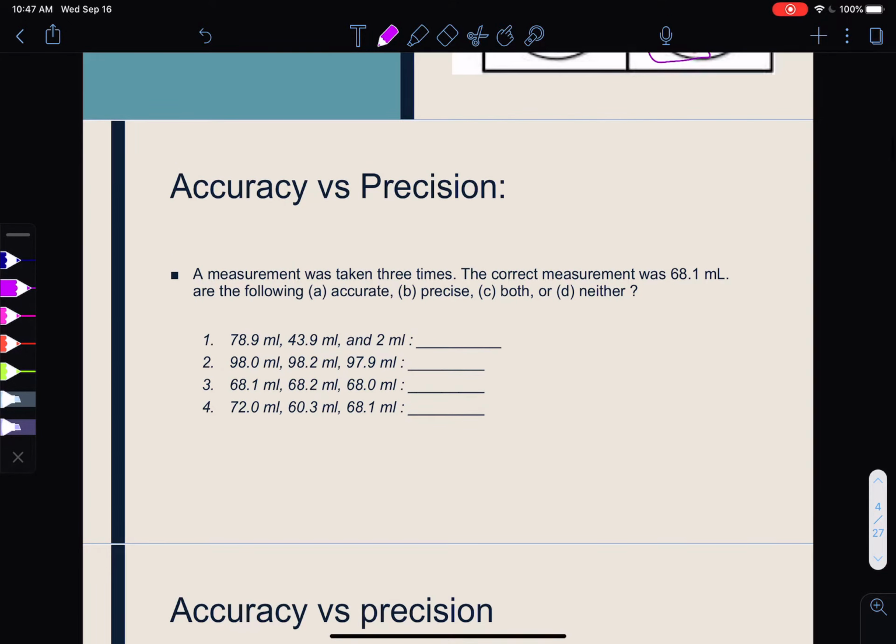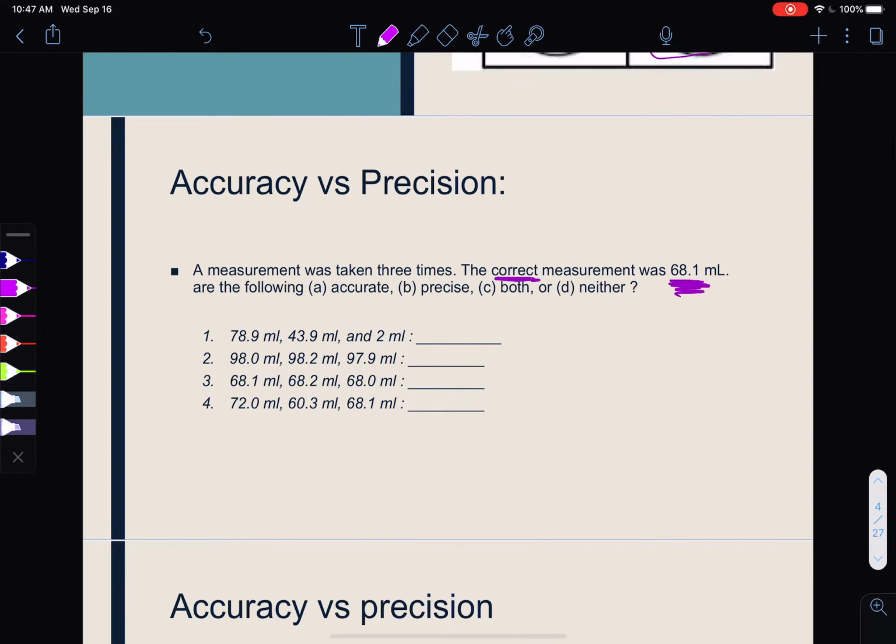So we're going to do the same thing with numbers. When we are using numbers, you have to have some type of measurement that is your goal. And this one shows us that your goal is 68.1. Okay, the correct measurement is how you saw that this is the goal. Sometimes this says accepted, or sometimes it says true. Just something to indicate that that is our goal. So we're going to look at all of these examples and figure out which ones are accurate, which ones are precise, which ones are both, and which ones are neither.